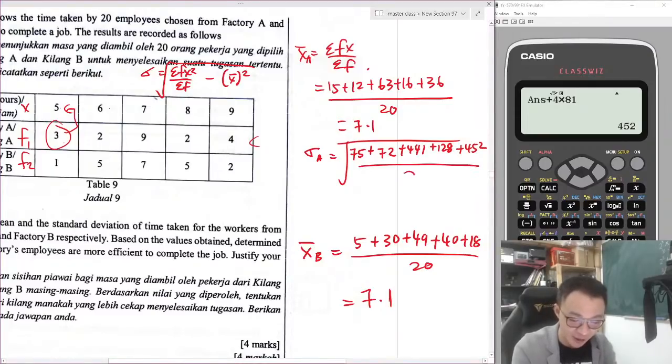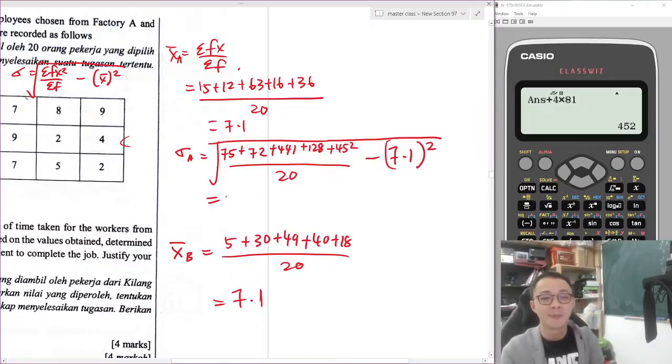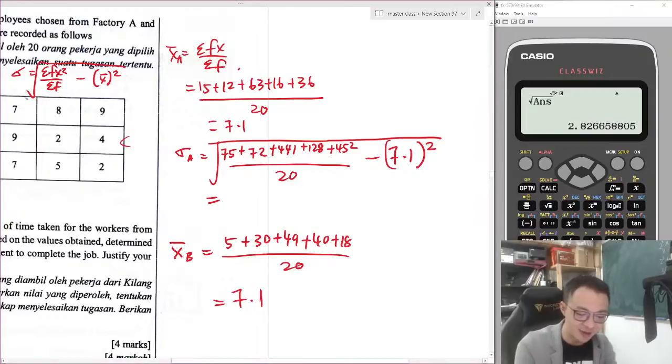452 divided by 20. And then minus the mean square, minus 7.1 squared. Alright, so this one is what you need to do. So let's add them: 75 plus 72 plus 441 plus 128 plus 452, divided by 20 minus 7.1 squared. Square root my answer, or you can type everything together. Alright, this is 2.827.